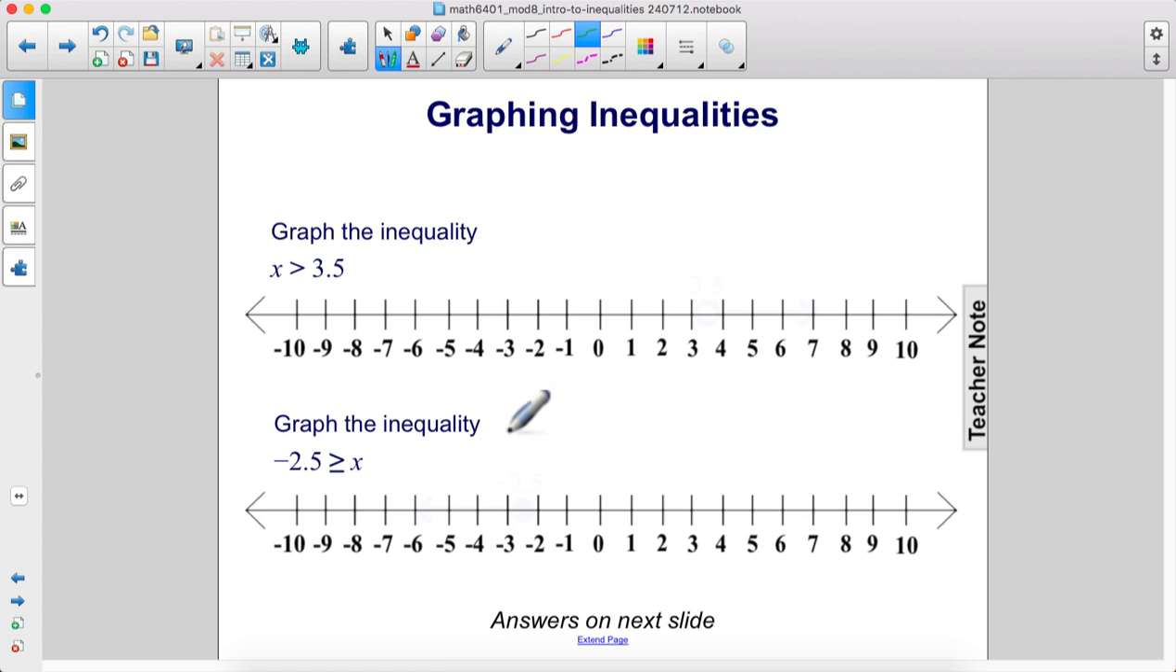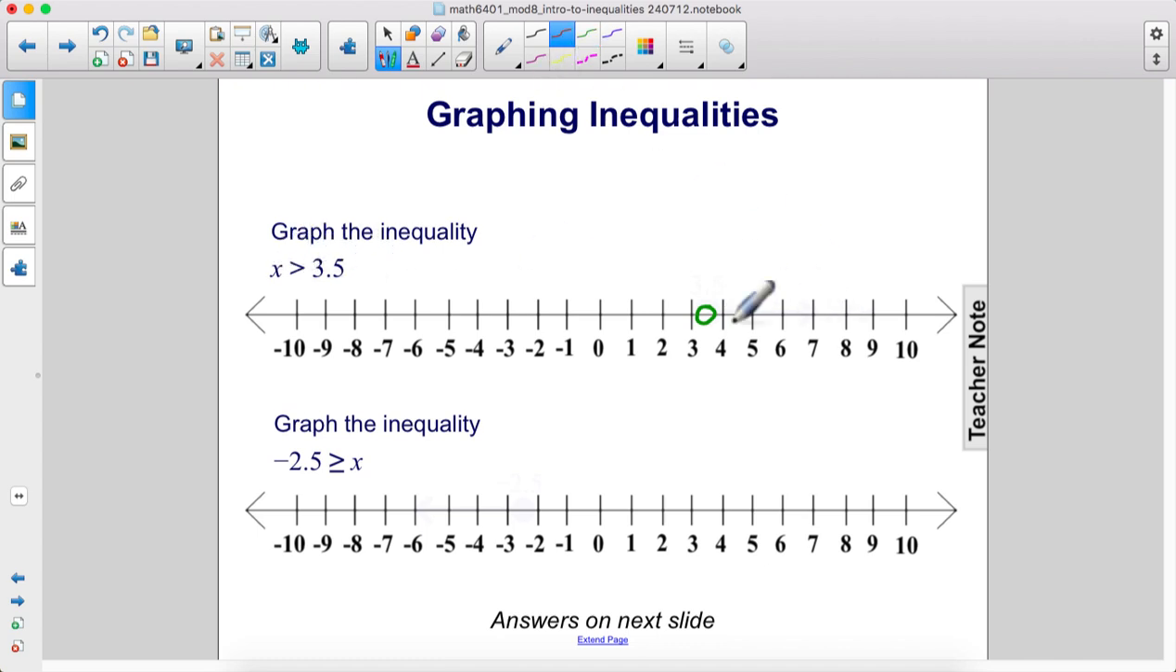Let's practice. Graph the inequality x is greater than 3.5. So we're going to go over to 3.5 right there. Open or closed circle? Well, there's no equals sign under this, which means we are not going to include 3.5. So I'm going to draw an open circle at 3.5. It's going to be greater than 3.5, so we're going to be going to the right.